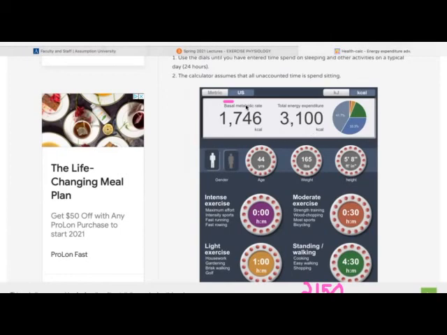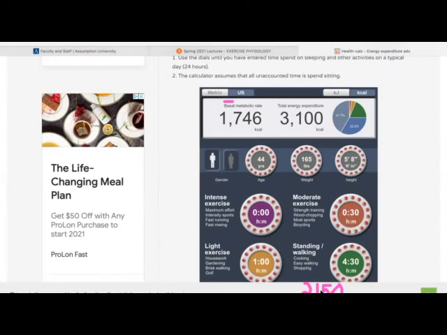Now it says my basal metabolic rate is 1,746 calories. Our resting metabolic rate was estimated with that equation at 2,150. Again, that's about a 400 calorie difference, so that's something that's reasonable. So whether you use this equation or that equation, you'd have to justify either one.